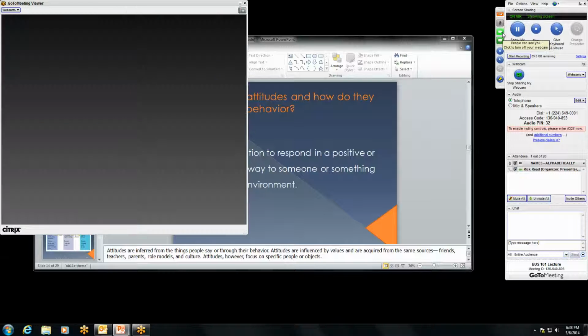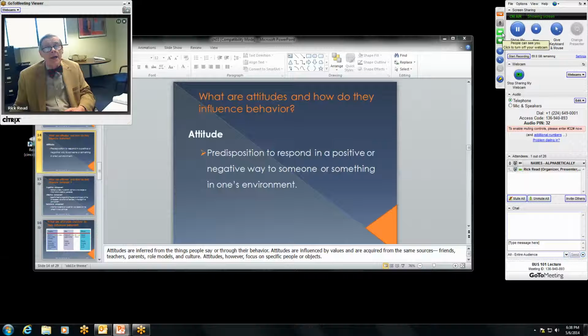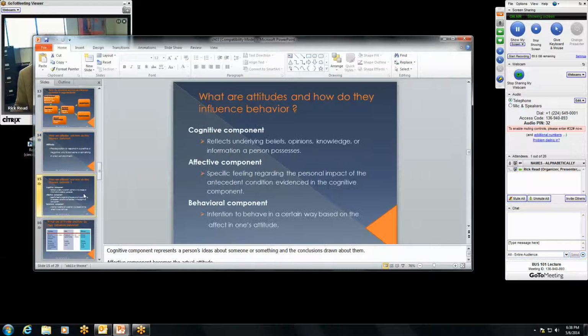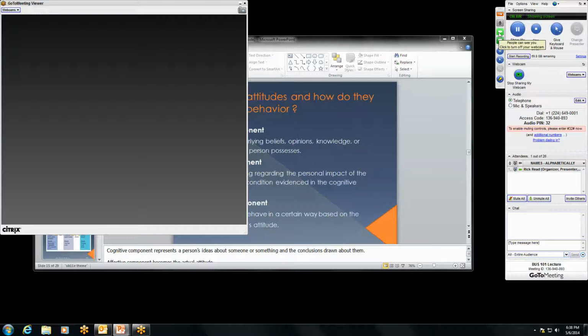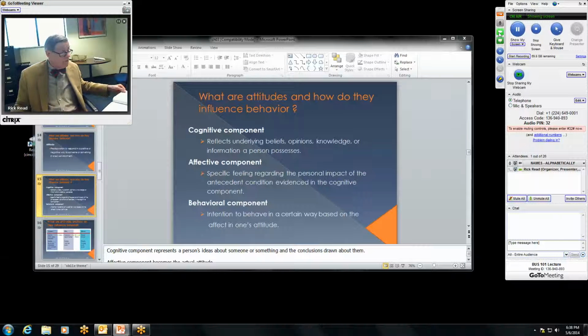Attitude. This is just our predisposition to respond in a certain way, positive or negative, to someone or something in our environment. Predisposition to respond positively or negatively. We have three things to look at here, and then we have a little graph that we're going to talk about.